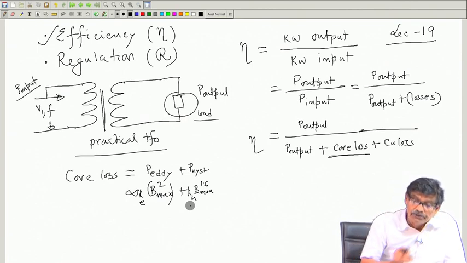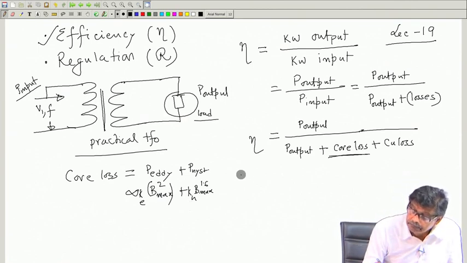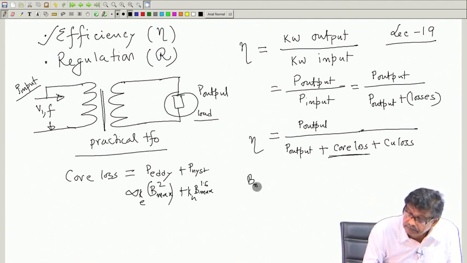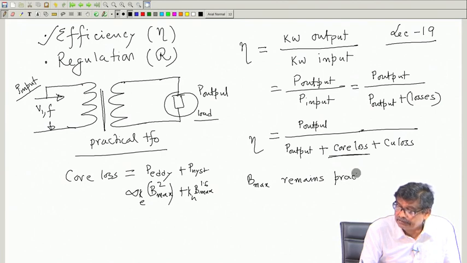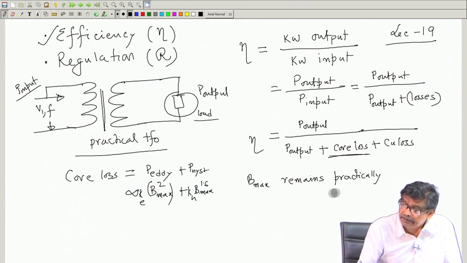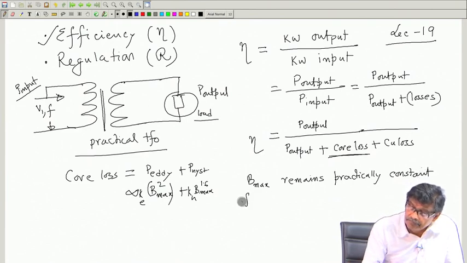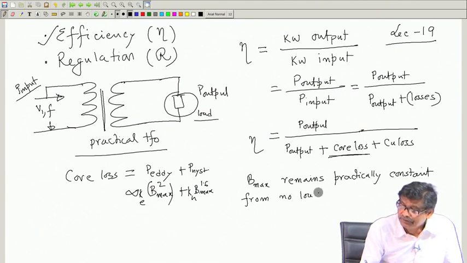Now, we know that B max remains practically constant. This also I pointed out earlier, it remains practically constant from no load to full load condition.